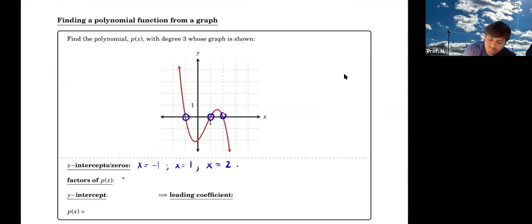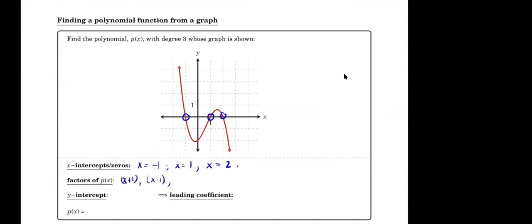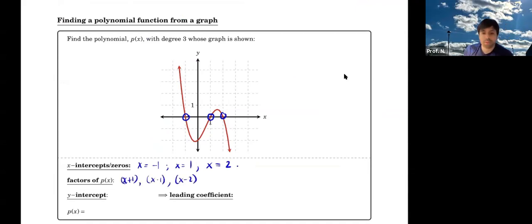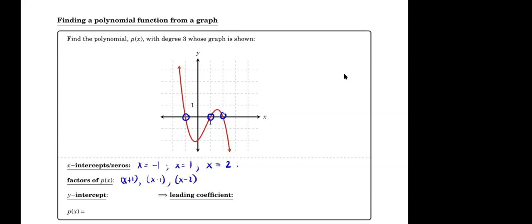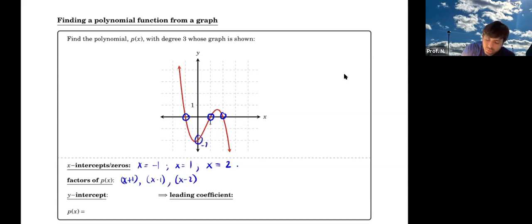So if x equals negative 1, x equals 1, and x equals 2 are the zeros, then what are the factors? X plus 1 is a factor. X minus 1 is a factor. X minus 2 is a factor. Do you guys see that? What's the y-intercept? The y-intercept is right here at negative 2. Okay, so this is just a little bit more steps here because we want to find p of x, right? P of x is made up of all the factors. So this is x plus 1, x minus 1, x minus 2, correct?